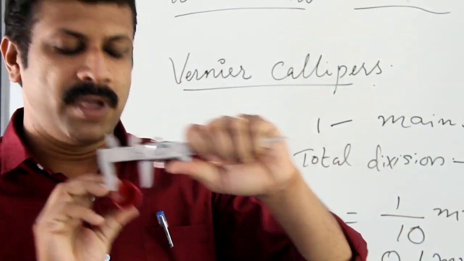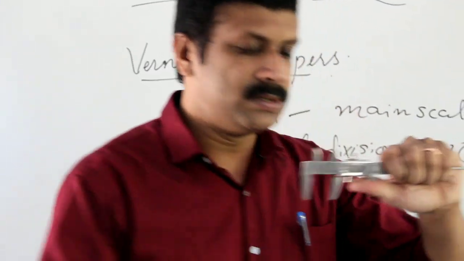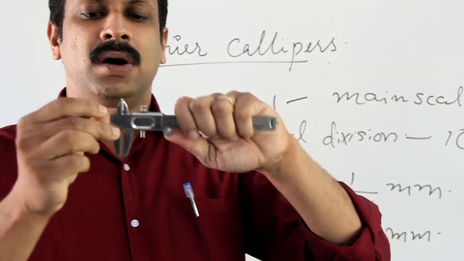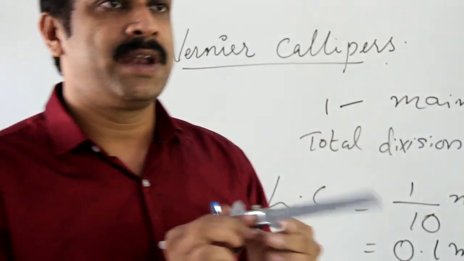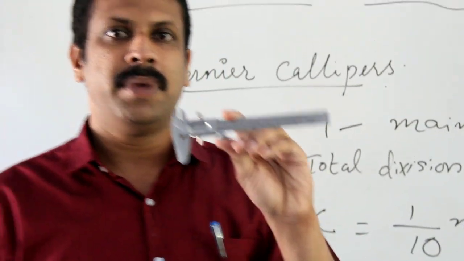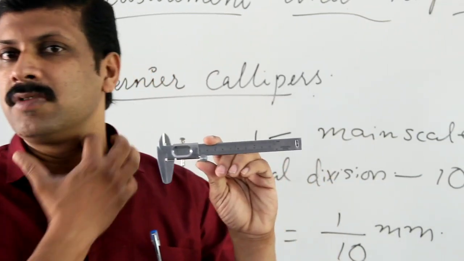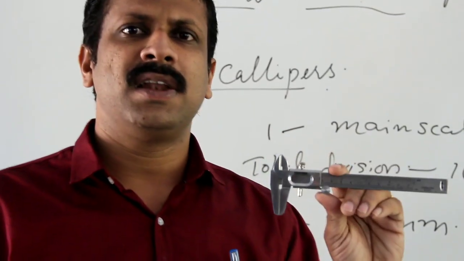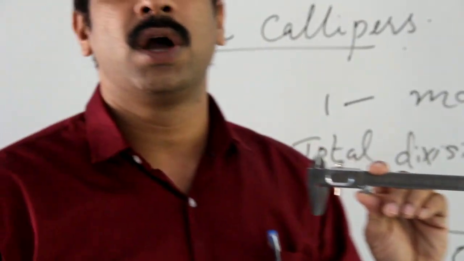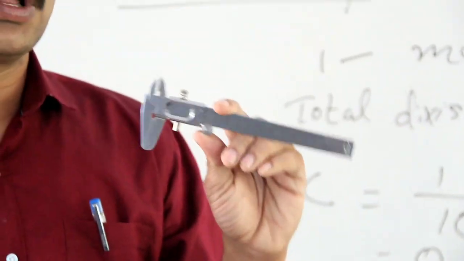Before that, we have to think about some problems. When vernier calipers are made, some technical error will be there. Because of the technical error, zero error may occur.